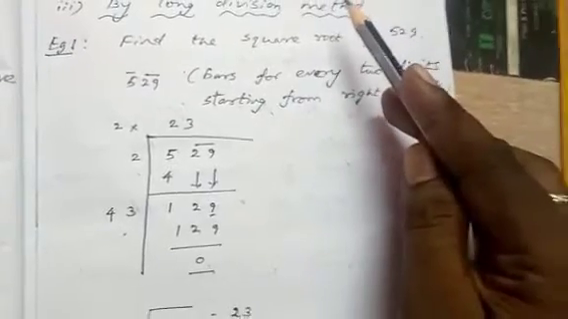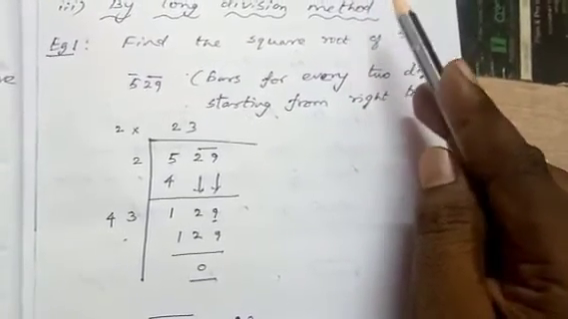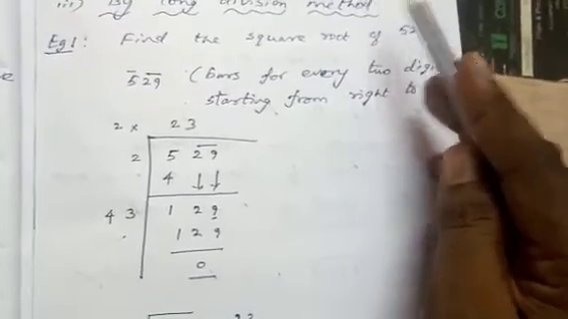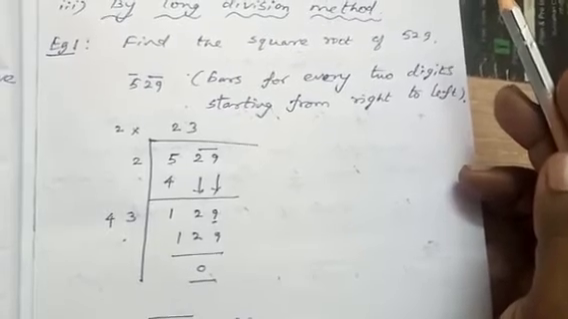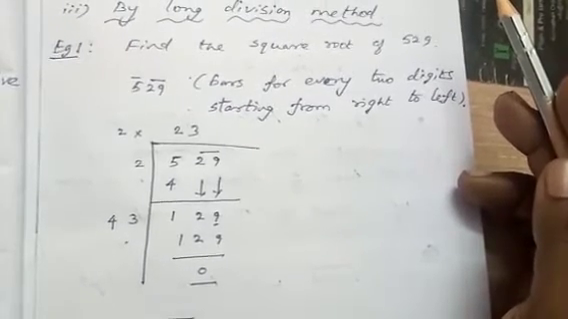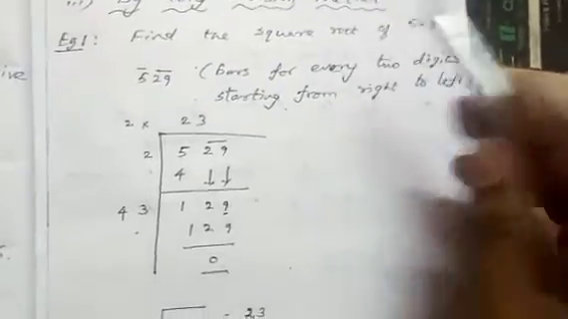So the third method is the long division method. For larger numbers, we use the long division method for finding their square roots. This requires pre-estimation of the number of digits in the square root. Now let us see a few examples of the long division method.